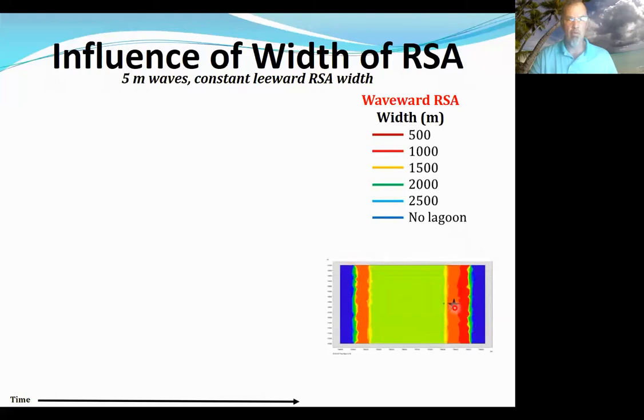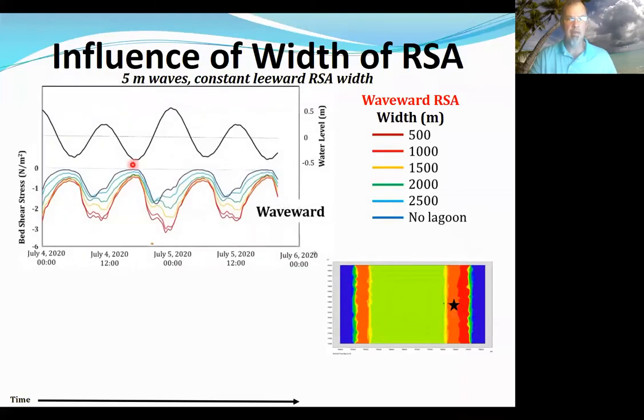We're going to look at just this 1 point again. And here's our data. Plotted here is bed shear stress versus time. This is from the waveward or eastern margin. Remember, all the waves are coming from the right-hand side. And what you'll see is, like we've seen before, the bed shear stress varies with the tides. But interestingly, as the reef sand apron goes from 500 meters to enveloping the entire platform, the entire atoll, the bed shear stress decreases. So there's no change in tides, no change in waves, but the bed shear stress changes simply as a function of the geomorphology.